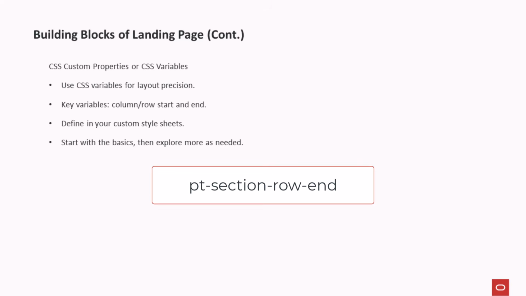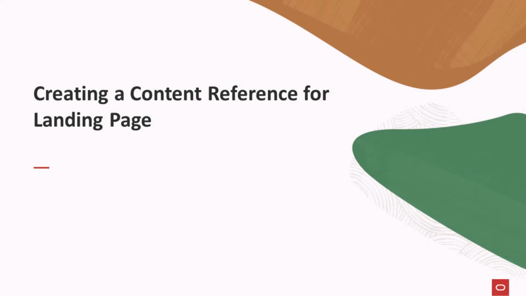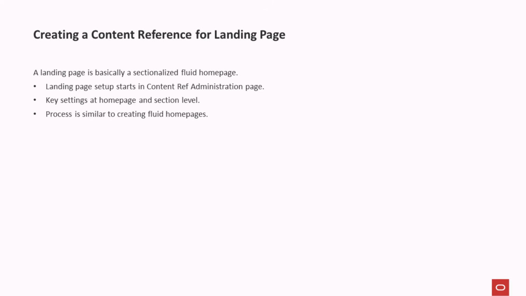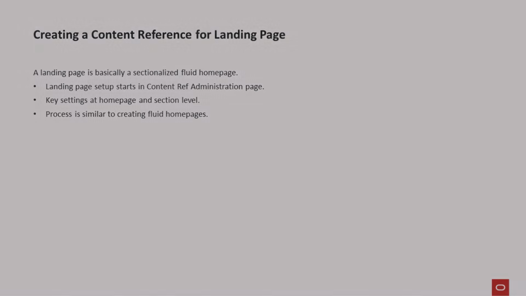The default is auto. In this section, we'll walk through the process of setting up a content reference, a key step in building your landing page. You'll recall that a landing page is basically a sectionalized fluid home page, so you can use the Content Ref Administration page to create a landing page. You're familiar with the configurations on this page, but we'll need to understand some of the configurations that are essential for a landing page. We'll discuss the configurations that are applicable at the homepage CREF and section levels. The configurations associated with tiles will be discussed in the topic on creating different presentations of tiles.